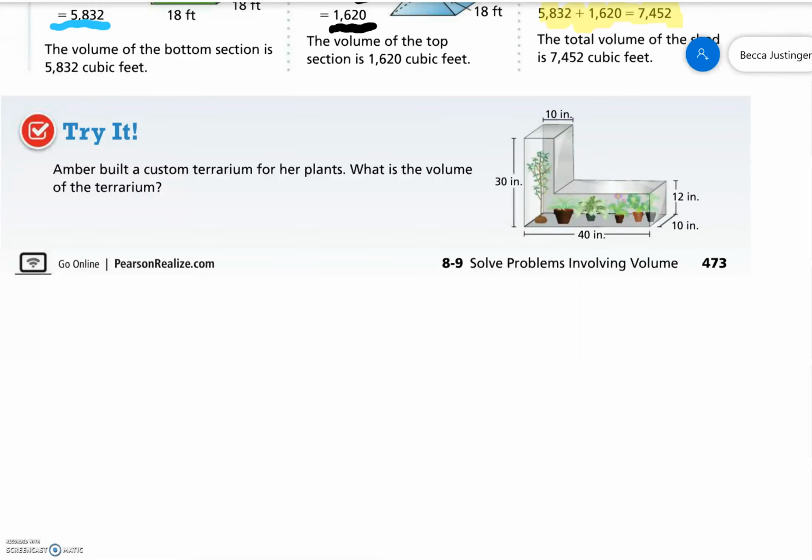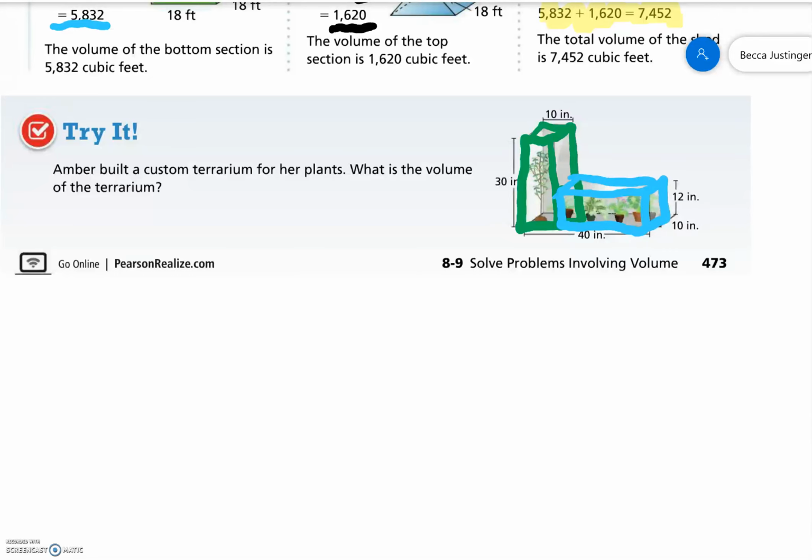Let's try it. Amber built a custom terrarium for her plants. What is the volume of the terrarium? So it's a composite figure again. So let's break this figure up into 2 figures that we know well. So I see 2 rectangular prisms. So I'm going to cut this into the 2 prisms I know. I've got the green one and the blue one here.